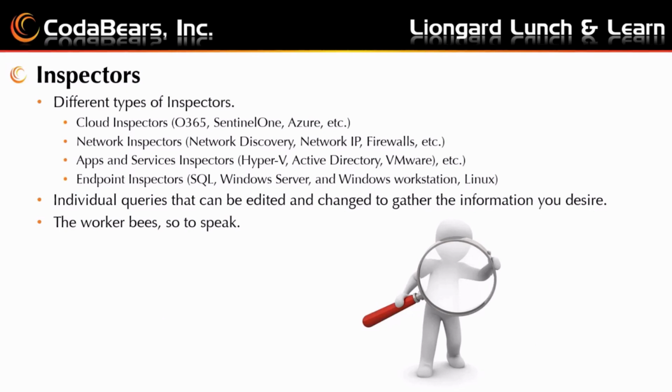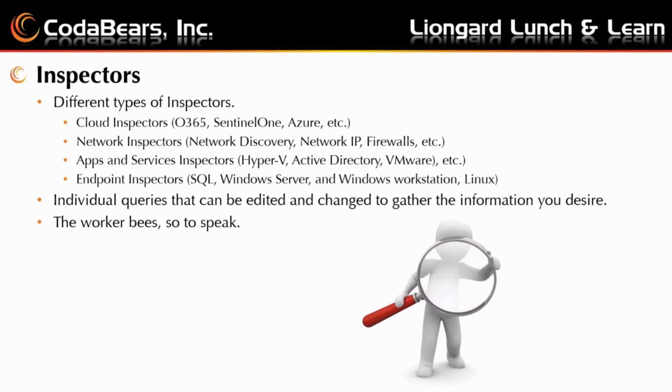Yes. Okay. So each inspector is linked directly to a certain piece of software. So there are Sentinel-1 inspectors, there's Office 365 inspectors, there's Azure inspectors, there's SonicWall, there's WatchGuard. Then the network discovery is a separate one, the network IP is a separate one. SQL servers, Hyper-V, VMware, they're all different inspectors that you can have on your system, which is why you pay per inspector, not per agent.